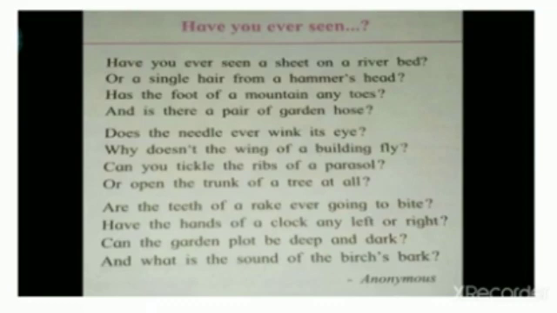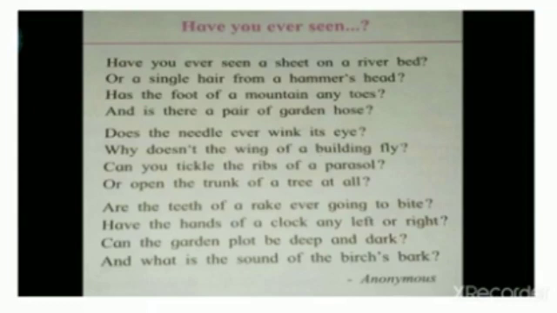Are the teeth of a rake ever going to bite? Have the hands of a clock any left or right? Can the garden plot be deep and dark? And what is the sound of the birch's bark?